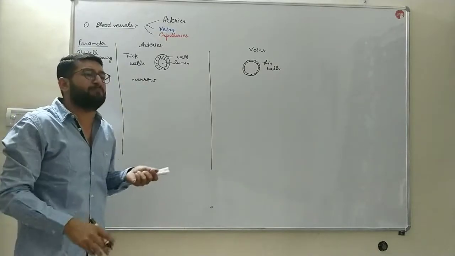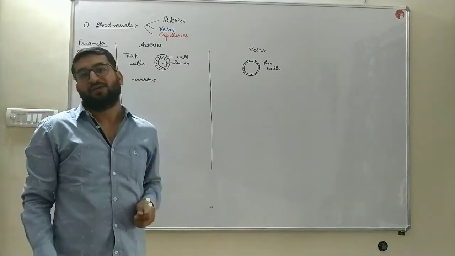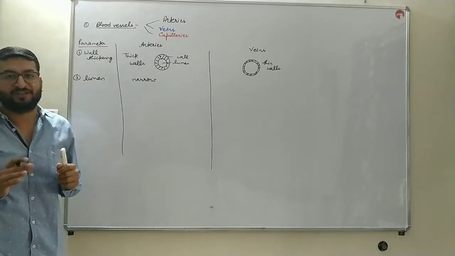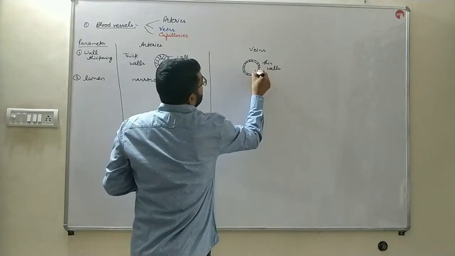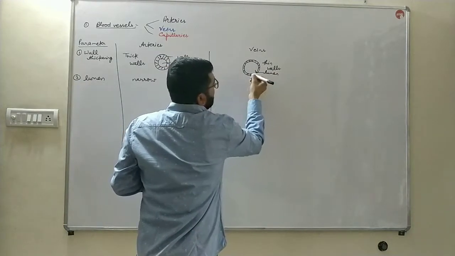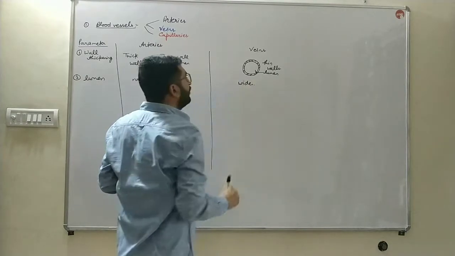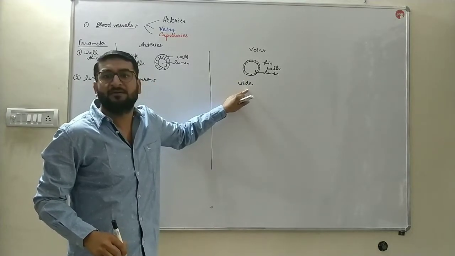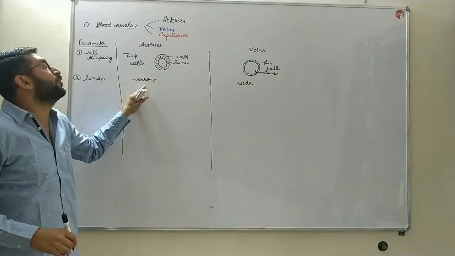Why do they have thick walls? Because the pressure of the blood in the arteries is quite high. So to tolerate that pressure, the wall of the arteries is quite thick. And the lumen of veins, as you can see, is wide. So veins have thin walls and wide lumen, and arteries have thick walls and narrow lumen.